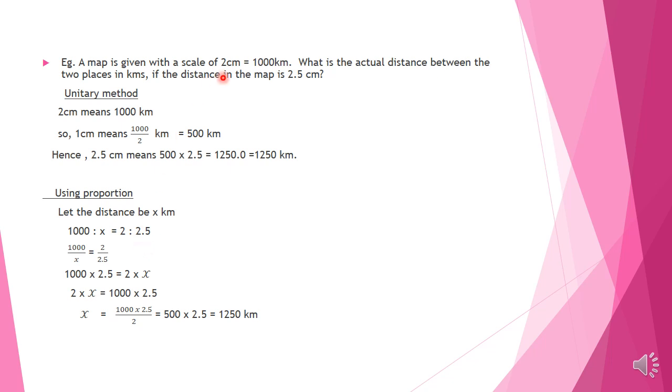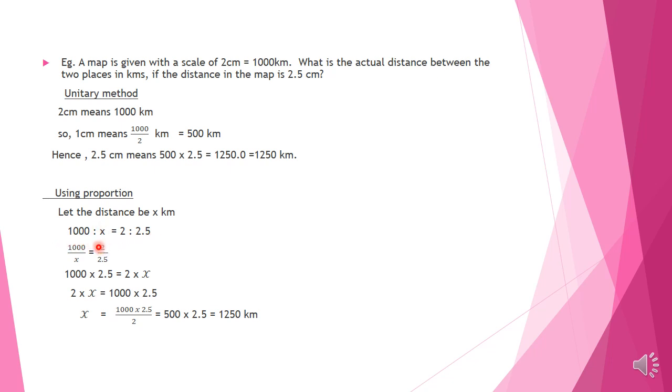So between the distances we make one ratio, and between the centimeters we make another ratio. Here in the question we have 2 centimeters and 2.5 centimeters. So we are making one ratio with the given centimeters. 2 centimeters and 2.5 centimeters, the ratio is 2 is to 2.5. And here we are given the distance 1000 kilometers and another distance we do not know, that we are taking as x. So 1000 kilometers and x, we are making another ratio.